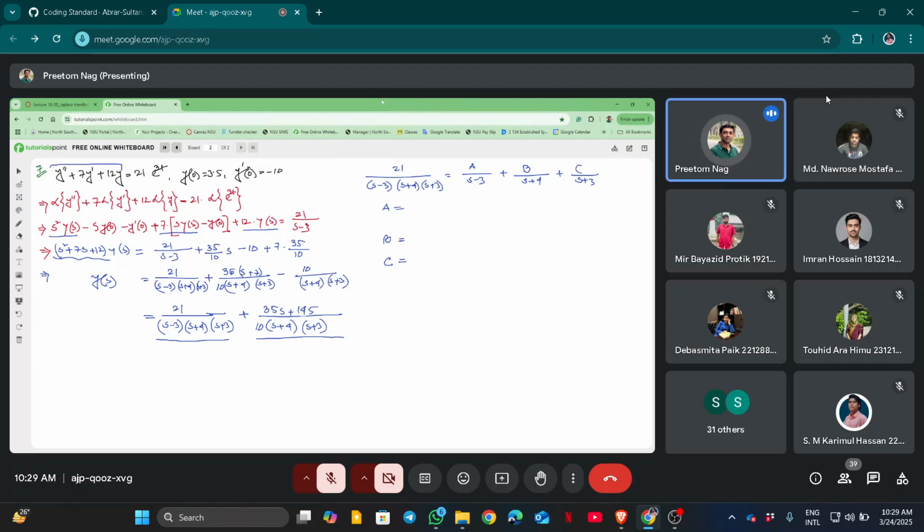Okay, so what values of A, B, C have you got for the first case? A is 21 over (s + 4)(s + 3), where s will be replaced by 3. B is 21 over (s - 3)(s + 3), where s will be replaced by minus 4.